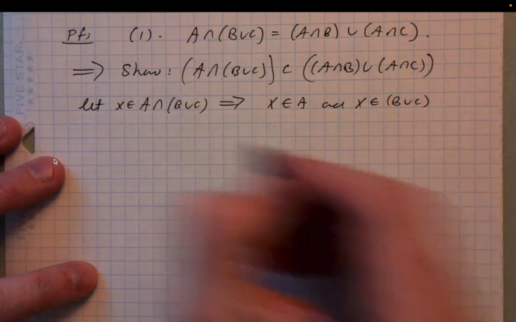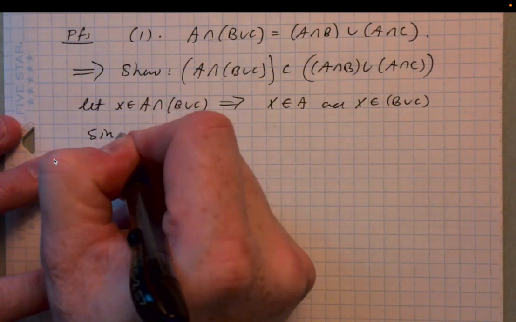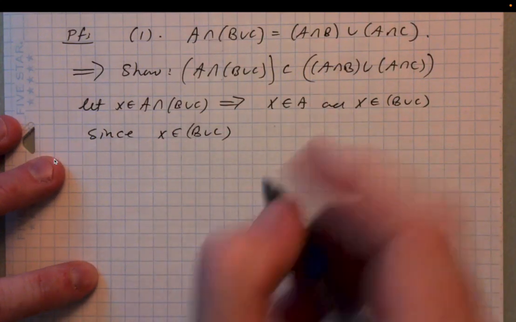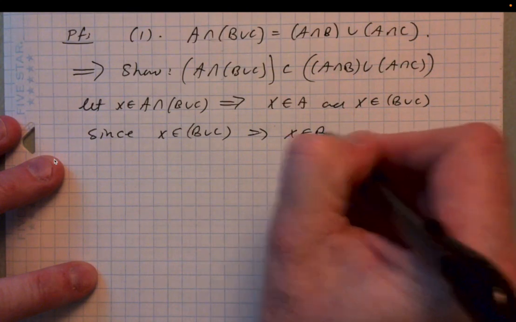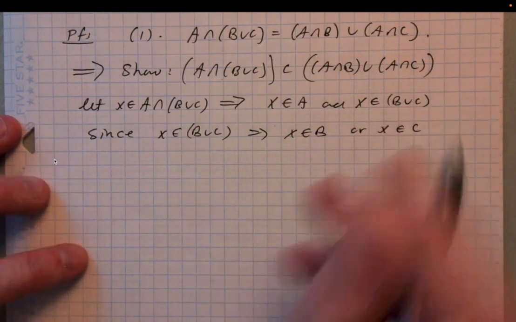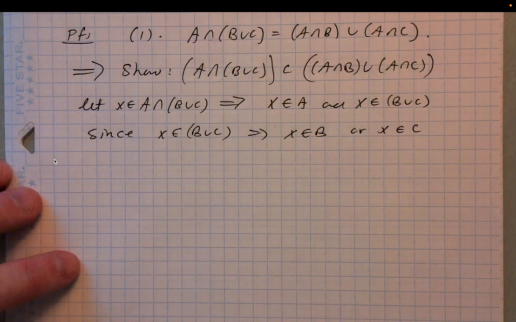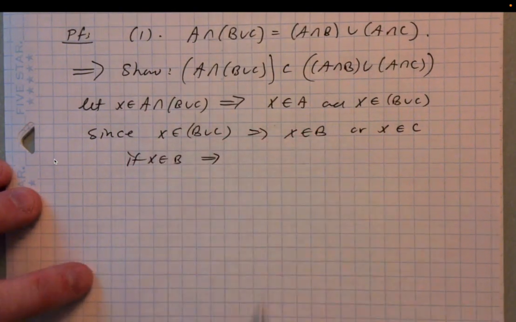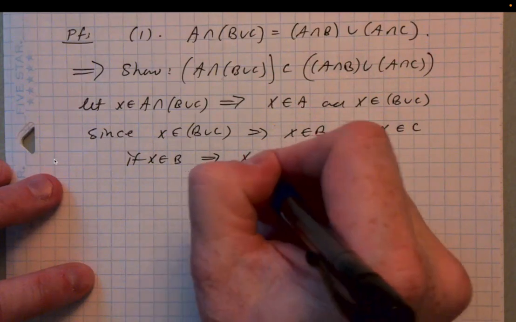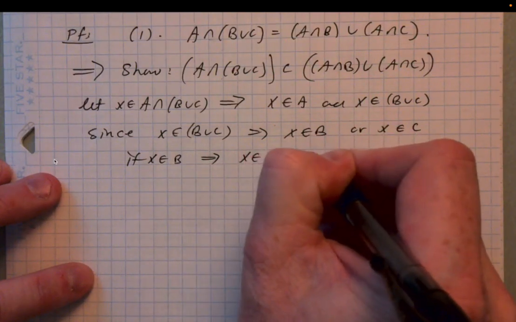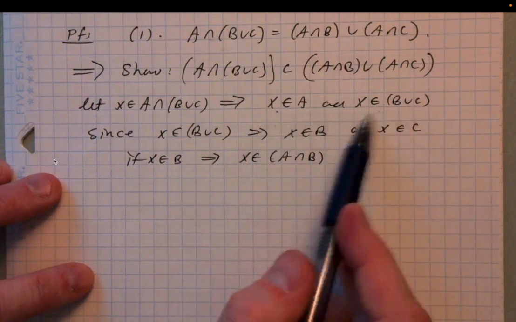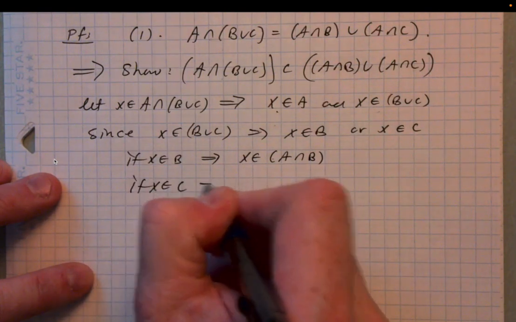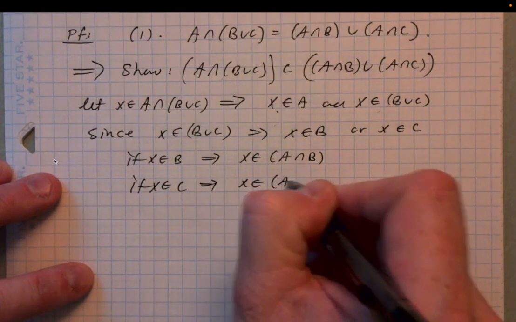Okay, so since X is in B or C, that means that X is in B or X is in C. Kind of two cases are up. If X is in B, then X is in A and B, right? Because X is in A and it's in B or C. If X is in C, then X is in A and C.